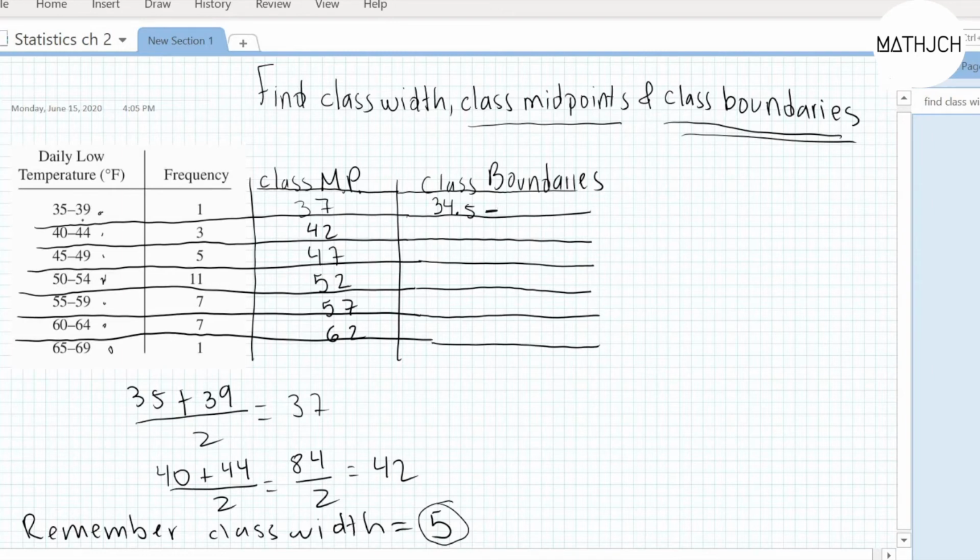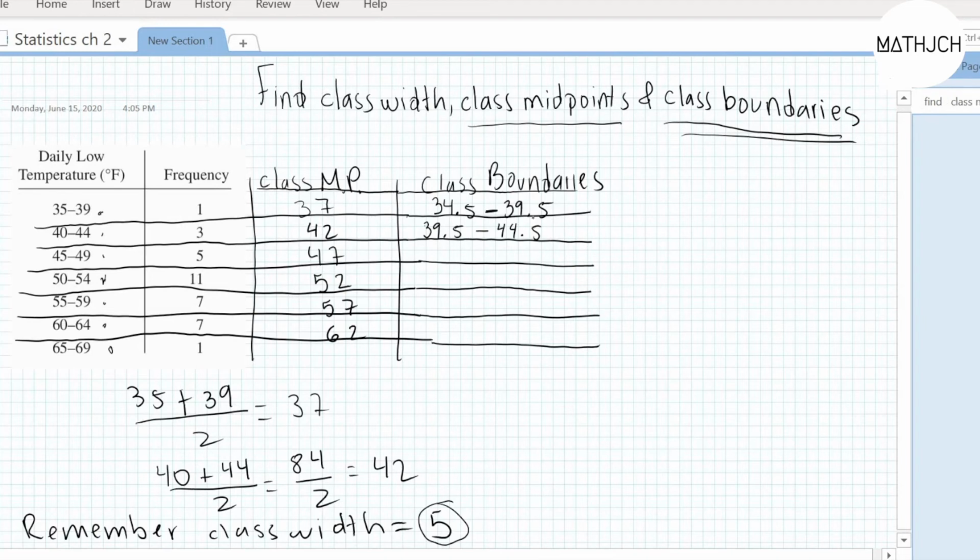Remember, for the left numbers, or the lower limits, we subtract 0.5, and for the upper limits, the ones on the right, we add 0.5. So for 39, the class boundary will be 39.5, and then we just keep going. For 40, what will it be? Remember, we subtract 0.5, so 39.5. And then for 44, we add 0.5, so that will be 44.5, and then we just keep going.